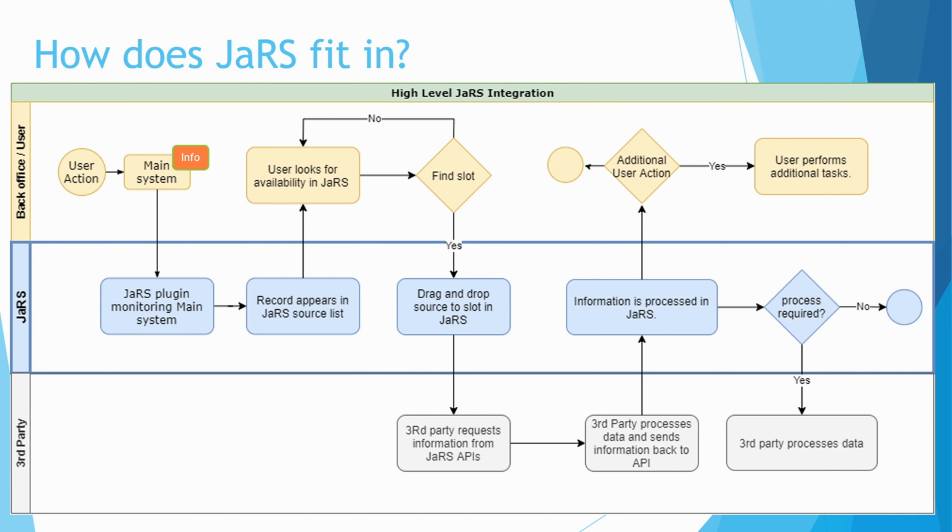Before I go into the demo, let's just have a look at this chart. It shows how information will flow from an external system into JaRS. Information is picked up or sent to JaRS, where it will appear in a works list. A user, usually a planner, will then look for a resource or resources with available time. An appointment representing the work is then dragged and dropped to the appropriate resource. From here, a third-party consumer, like a mobile app or website, can extract the information through the available APIs. Once a third party has finished processing the information, it can then be sent back to JaRS, where it can be processed further or sent back to the original system.